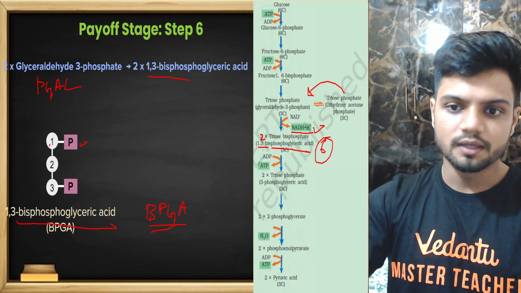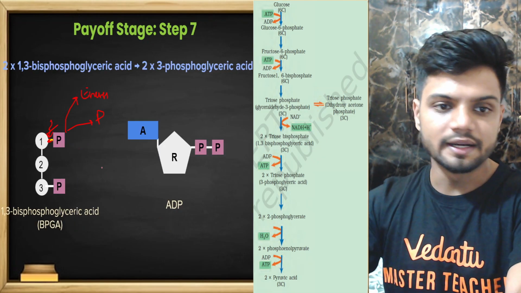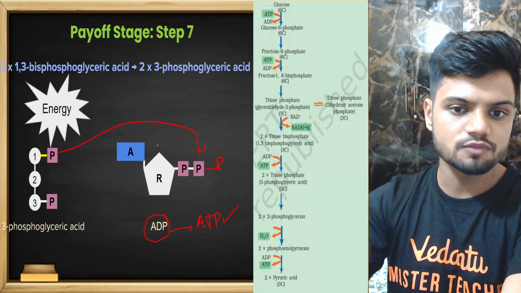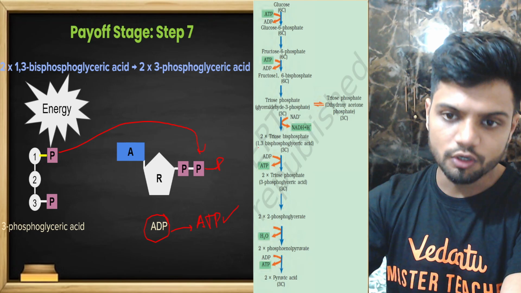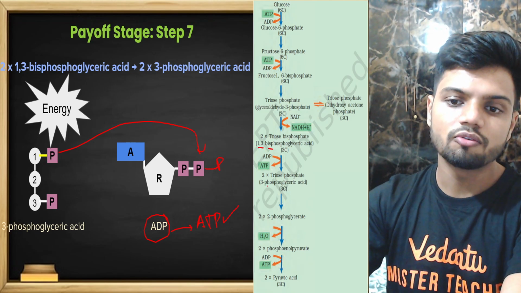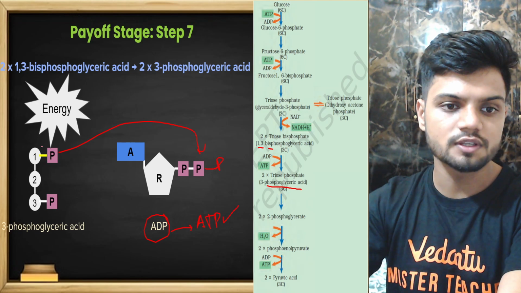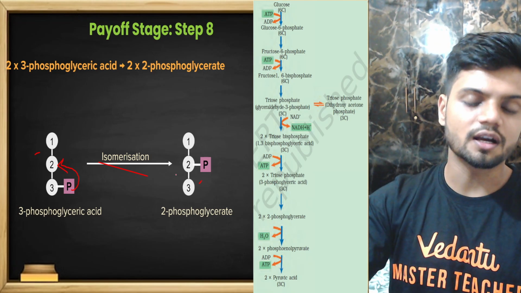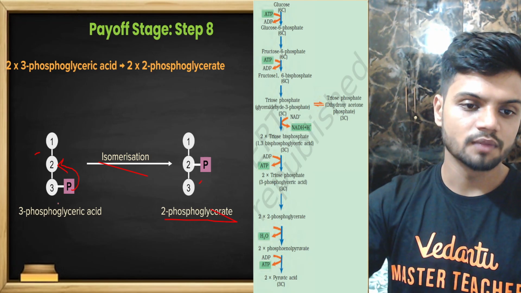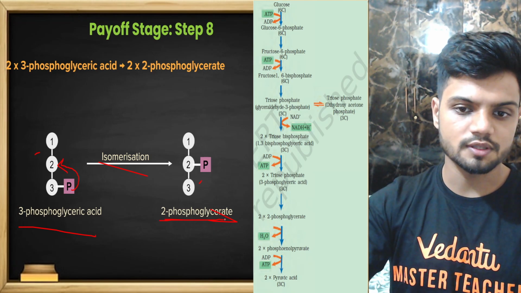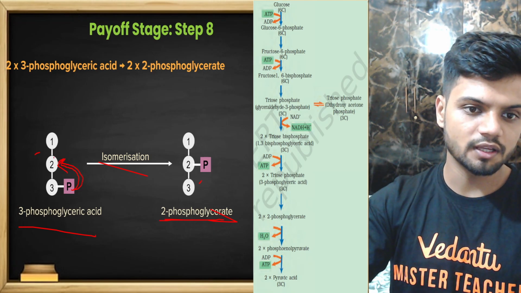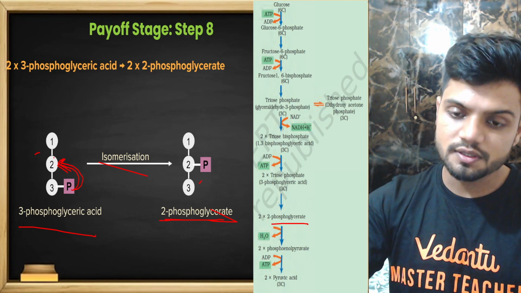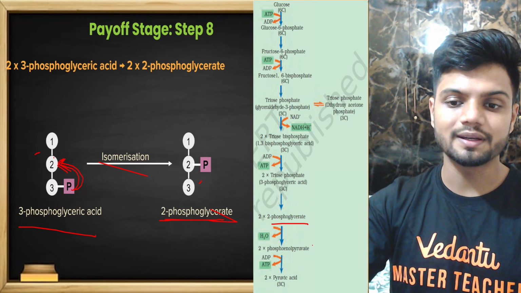Remember. Now this is undergoing what? The bond is broken down here. Energy is coming out. Energy is used to add this phosphate to ADP. So 1,3 will become what? Just 3-phosphoglyceric acid, because one phosphate is lost here. Now this 3-phosphoglyceric acid is getting isomerized to 2-phosphoglycerate. The phosphate is moving over. The 2-phosphoglycerate is losing water to make phosphoenol pyruvate. That is the 9th step.